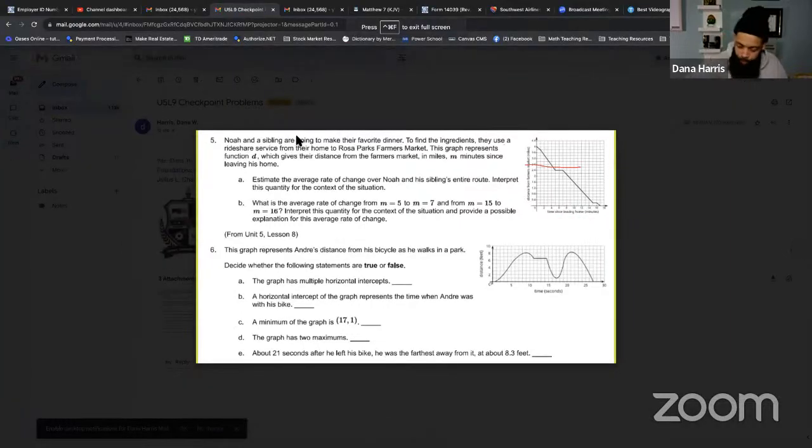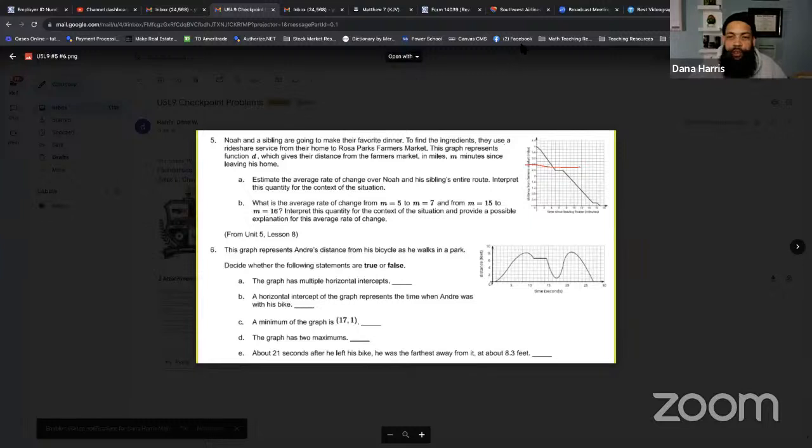All right, so we have the function D, the distance as a function of the number of minutes since they left. When I look at this problem, I want to make sure that we are mindful as to what's going on here. It says estimate the average rate of change over Noah and his siblings' entire route. Now, real quick, let me explain this problem in everyday language. Let's say two siblings are trying to make something and they need to go to the farmer's market. They need a ride, so they call a Lyft or an Uber, right?